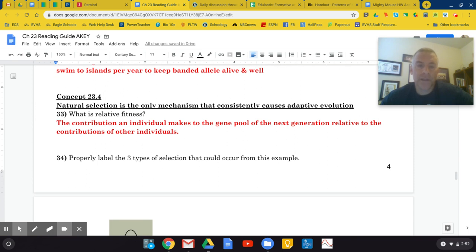So relative fitness is this, and I keep saying that word fitness. Fitness is the ability of an organism to survive, thrive, and reproduce. So it's how an individual contributes to the gene pool of the next generation relative to the contributions of other individuals. So if an individual has a high relative fitness, it means it has a better ability to survive and pass its genes on to the next generation than other individuals in that same population do.